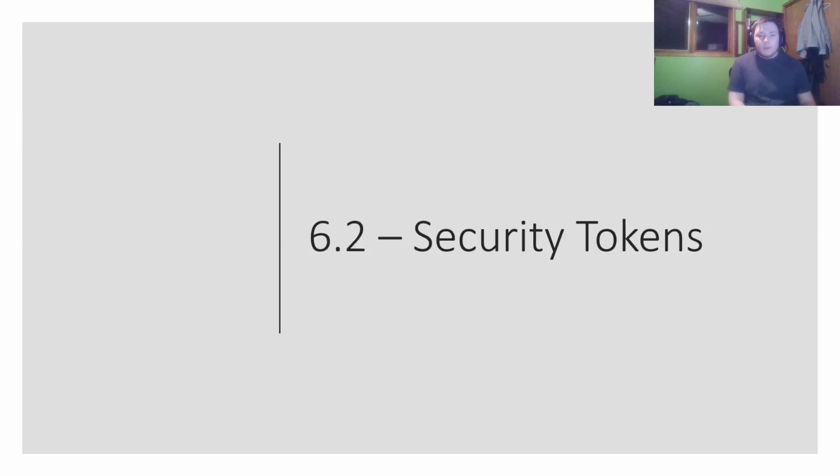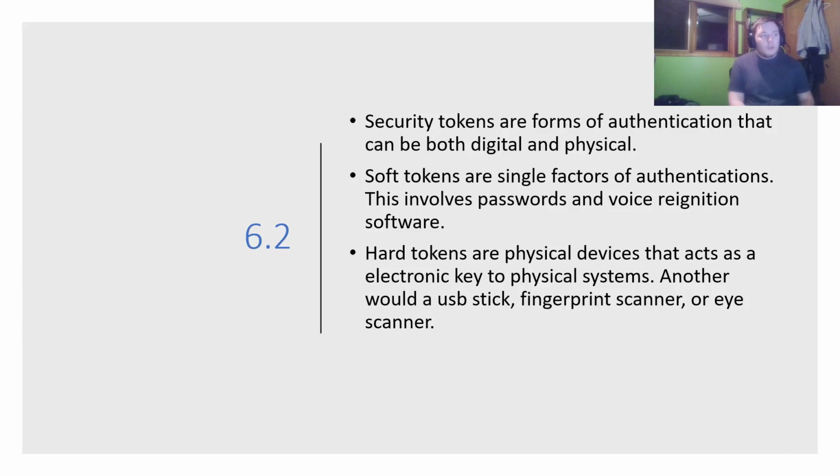6.2. Security tokens. Security tokens are forms of authentication that could be both digital and physical. Security tokens are single factors of authentication. This involves passwords and voice recognition software. Hard tokens are physical devices that act as electronic keys to a physical system. Another would be a USB stick, fingerprint scanner, or eye scanner.